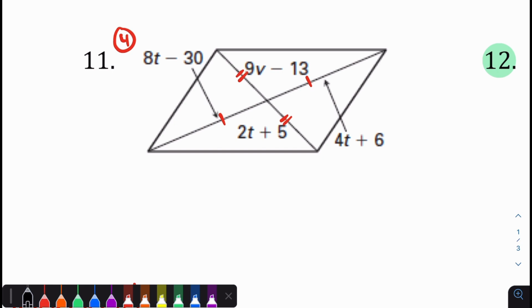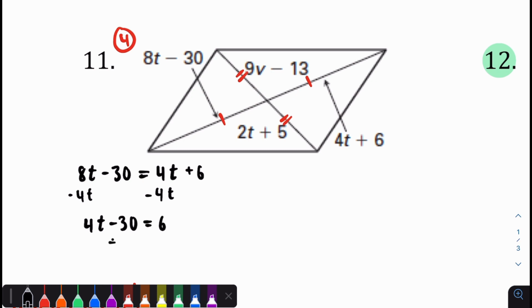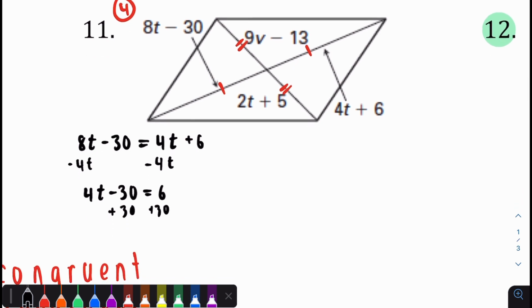So let's do t first. I know that 8t minus 30 equals 4t plus 6. I'll subtract 4t from both sides. I'm left with 4t minus 30 equals 6. I'll add 30 to both sides. So 4t equals 36. And if I divide both sides by 4, I'll get t equals 9.